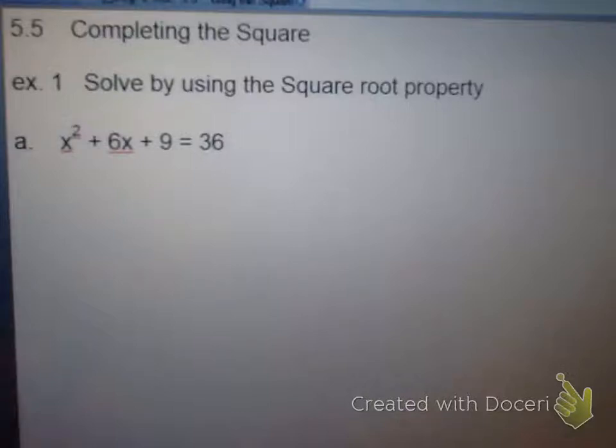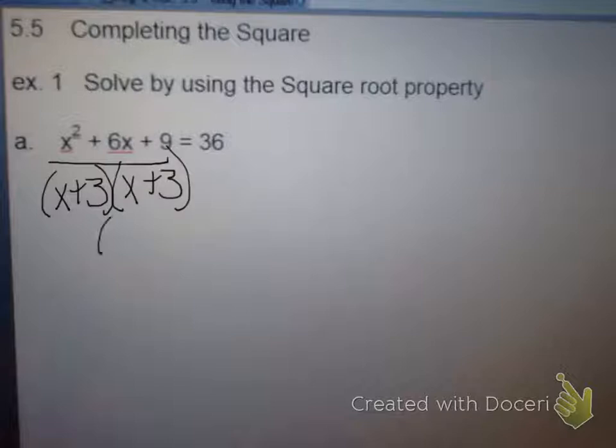Section 5.5 is completing the square. First, let's just practice using the square root property. The left side of this polynomial is a perfect square trinomial. It factors into two identical binomials, x plus 3 times x plus 3, which is the same thing as saying x plus 3 quantity squared.